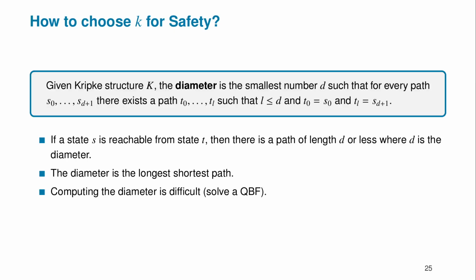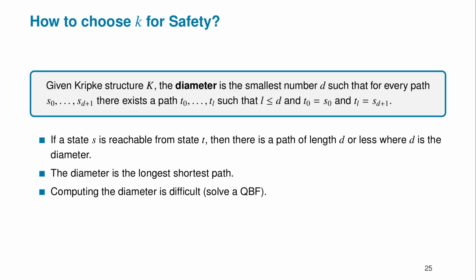Obviously, bounded model checking is incomplete if we choose the K too small, and the question is, what is a good choice? Is there a number which might be too large so that we do unnecessary work? How could we choose the K? Here the diameter of the Kripke structure gives us an indication how we have to choose the maximal K for safety checking.